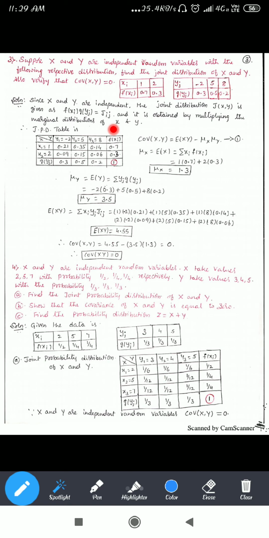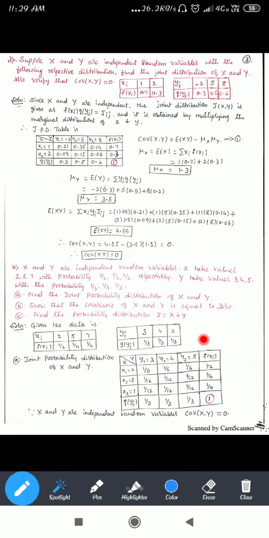Next thing is very, very important. They have not given the table. Instead of that, they have given the values. So x takes values 2, 5, 7, and the probabilities are given respectively as 1 by 2, 1 by 4, 1 by 4. And y takes values 3, 4, 5, and those probabilities are 1 by 3, 1 by 3, 1 by 3.